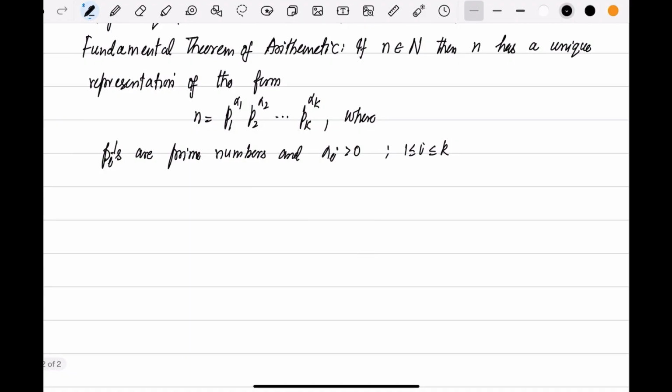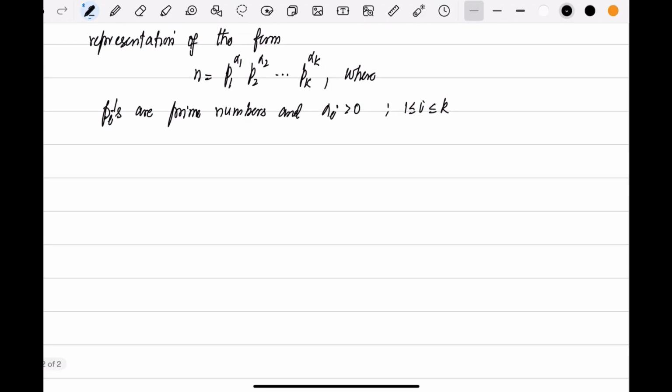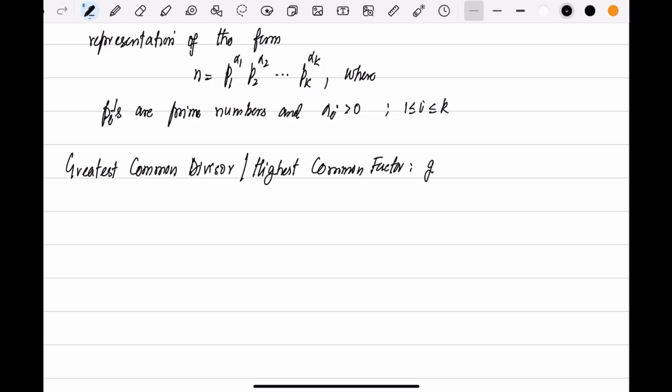Now using this fundamental theorem of arithmetic, we will try to formulate the formulas for computing the GCD and the LCM of any list of integers. So let's define the LCM and GCD, greatest common divisor, which is also known as highest common factor. These are shortly denoted by GCD, or HCF for highest common factor, and they are one and the same thing. As the names GCD and HCF suggest, they must be the greatest of all the common divisors between a pair of integers. So how do we define it?